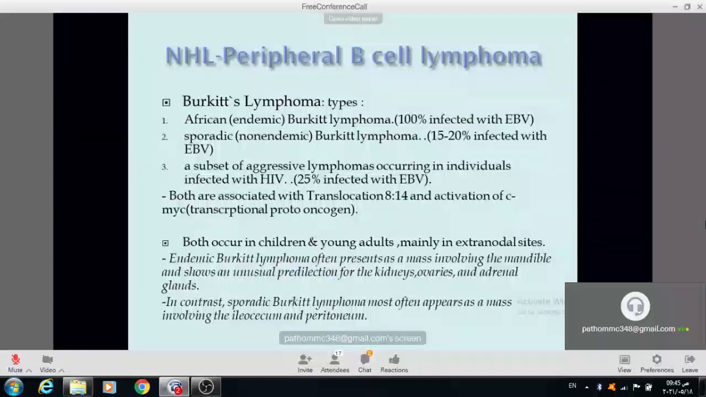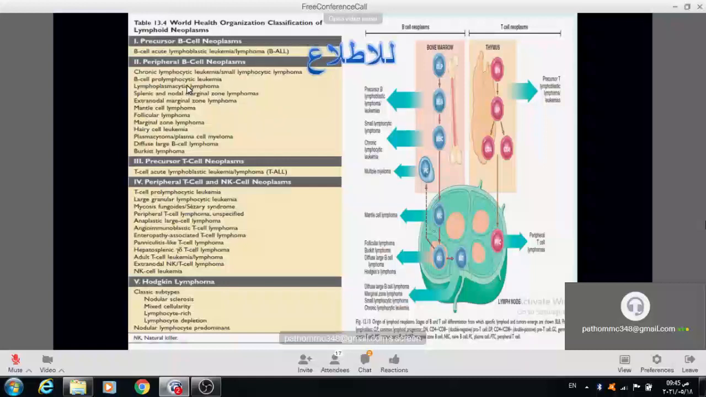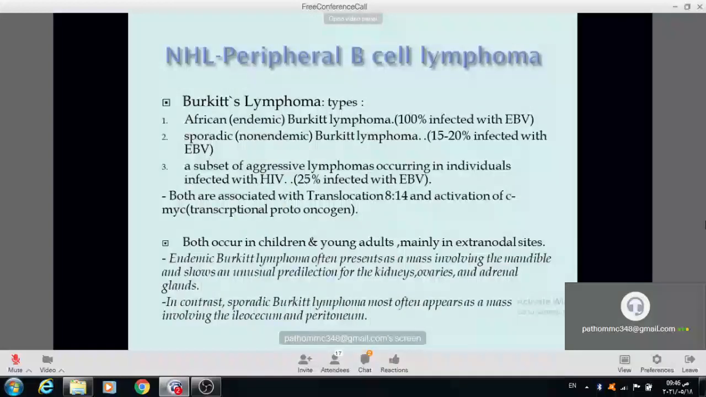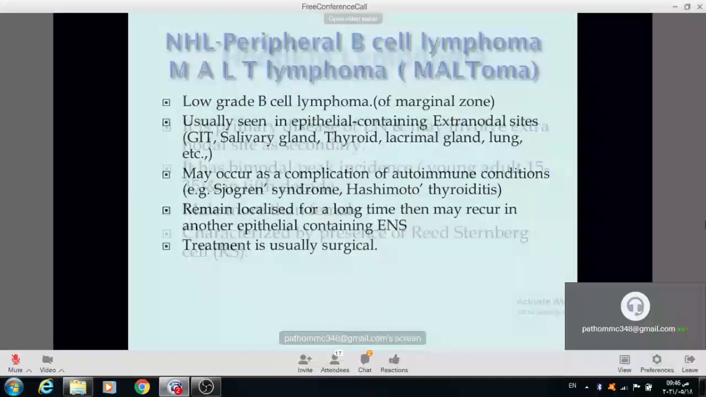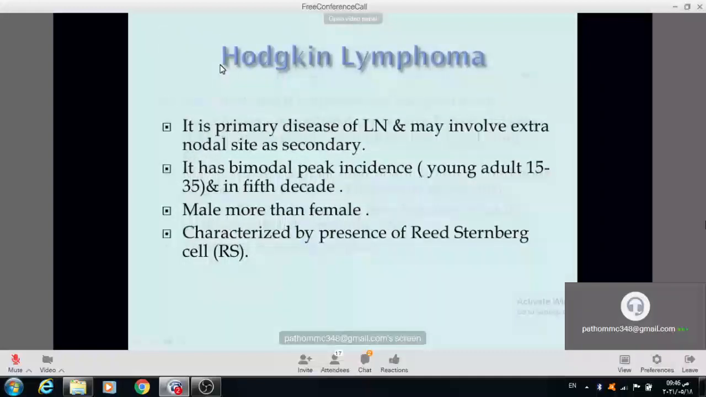So all these are subtypes of non-Hodgkin lymphoma of peripheral B-cell type. You can see the presentation is different, the etiology is different, and again we have a long list of these types of lymphoma, so we cannot discuss them all in this lecture. So we have just discussed certain examples of these non-Hodgkin lymphomas. Now we will go to another main type of lymphoma, which is different from the non-Hodgkin.